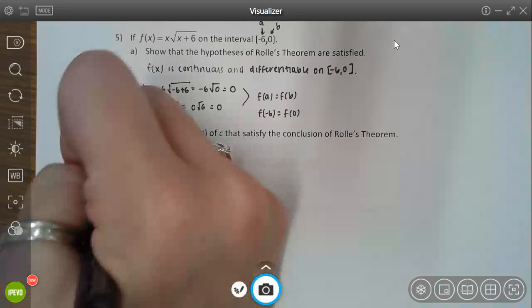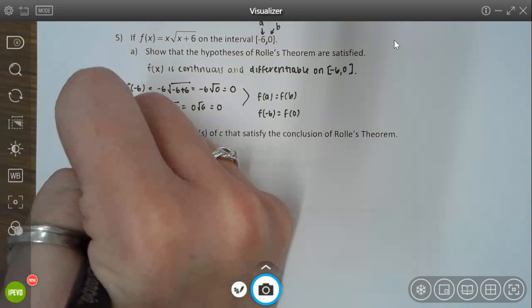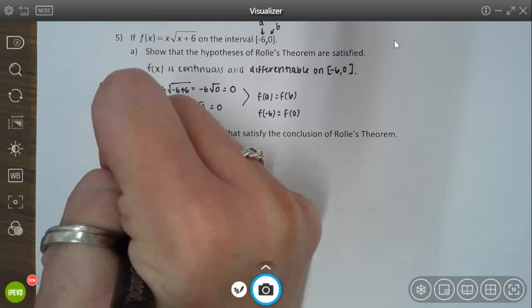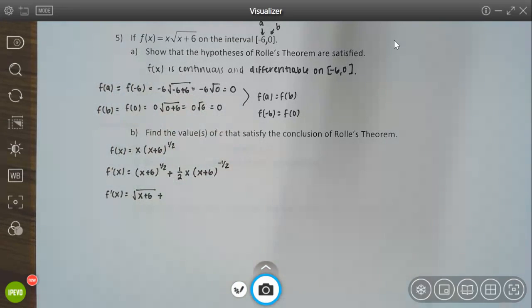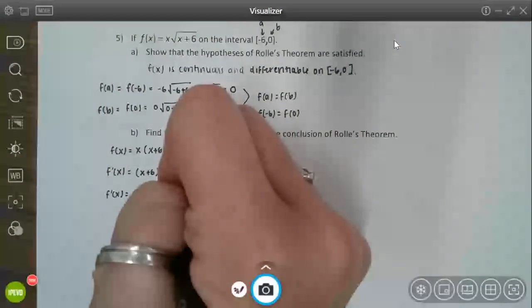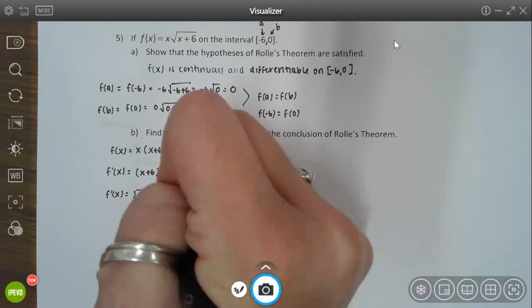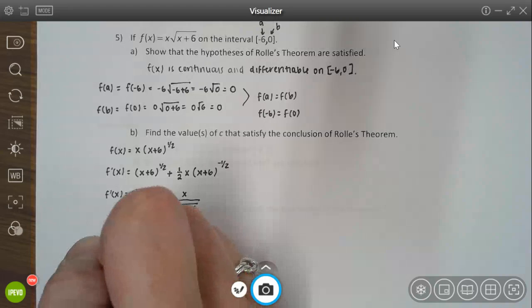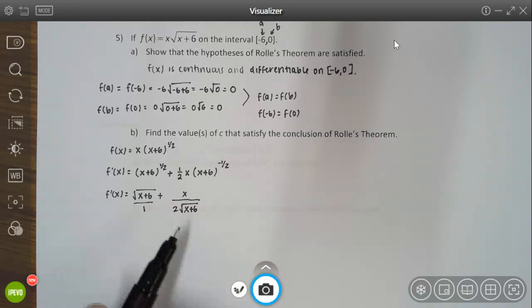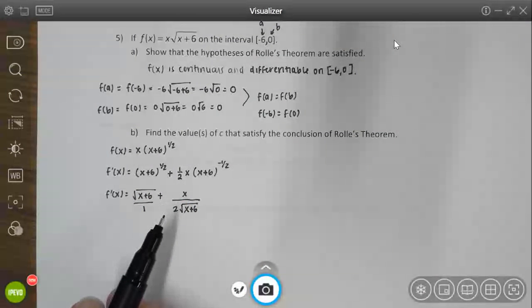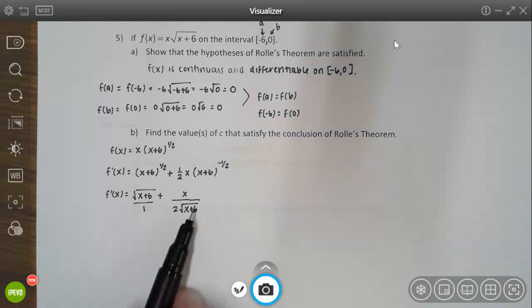So I'm just going to clean this up a little bit. I'm going to actually turn this back into square roots. This is really telling me that I have the square root of x plus 6, and I'm adding to that x over 2 root x plus 6. And I do want to just clean this up and add these together. So I do want to get a least common denominator. So it looks like my LCD here would be 2 times the square root of x plus 6.